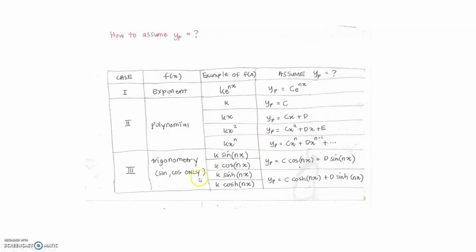For the trigonometry case, we will only cover sine and cosine. Let's say your fx is equal to k sin nx, or your fx is equal to k cos nx. In these cases, you assume your YP is equal to c cos nx plus d sin nx. So if your fx is equal to k sin nx or k cos nx, then your YP is equal to c cos nx plus d sin nx.